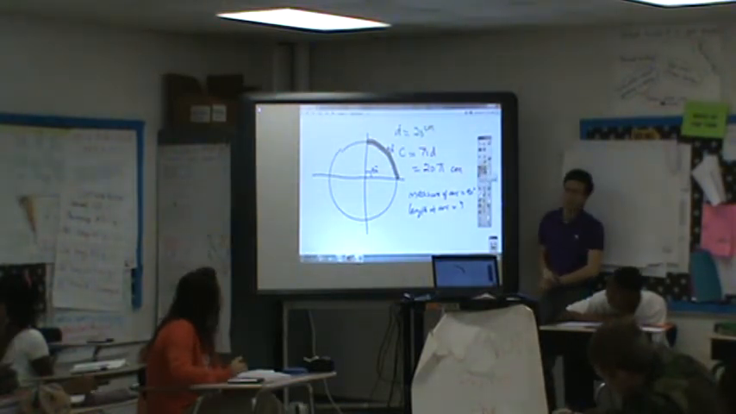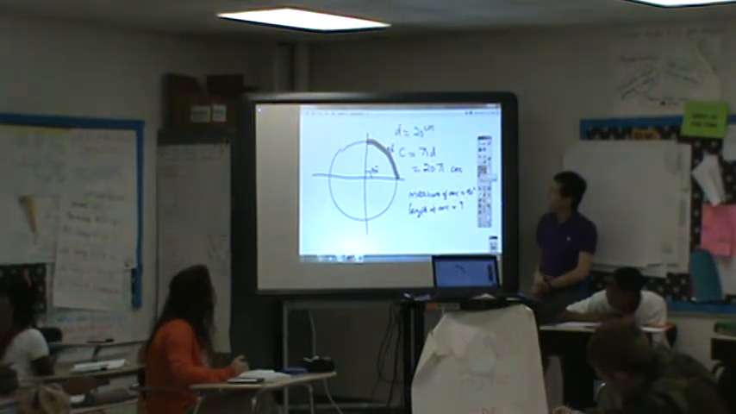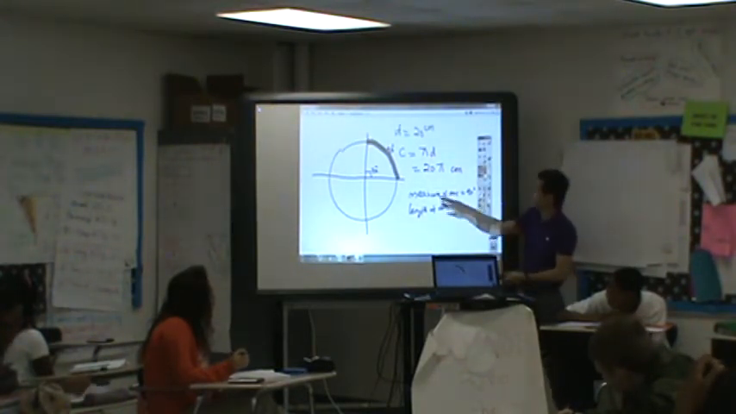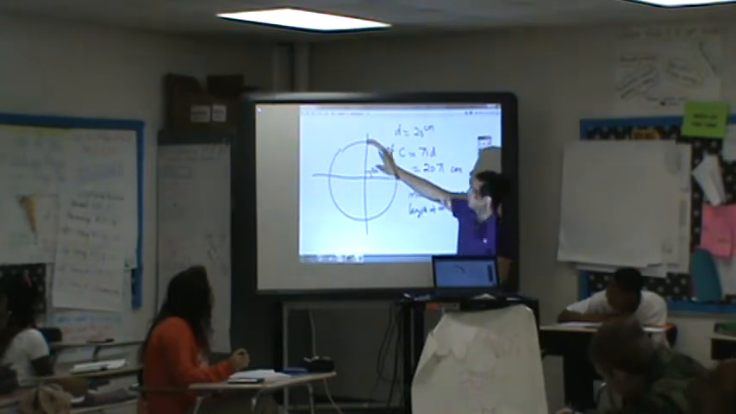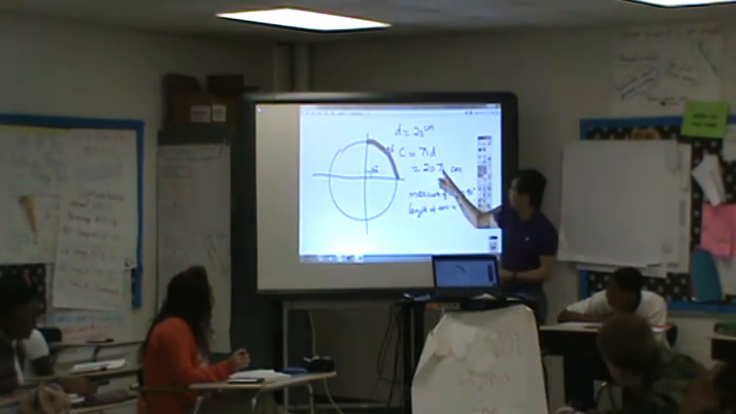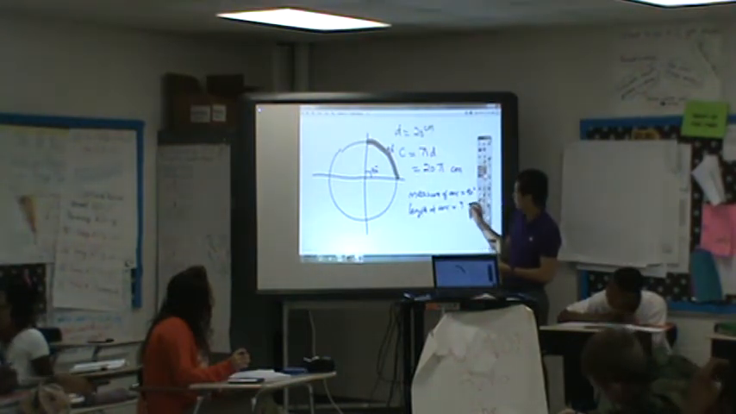How did you find it? 5. How do you know? Because it's 4 different areas, and if you divide 20 into 4... So you take this number and divide it into 4 because you have 4 equal pieces, right? Yeah. So your answer will be 5 centimeters.